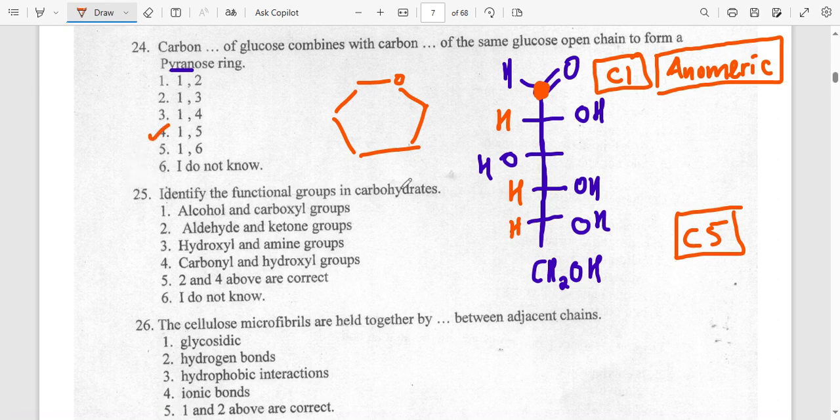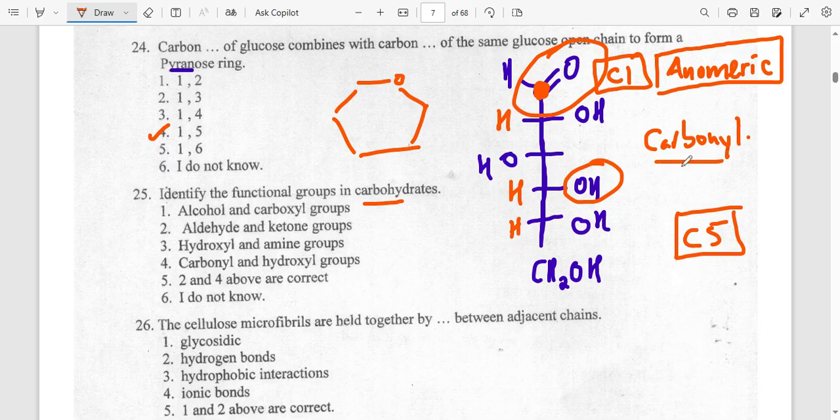Identify the functional groups in carbohydrates. Carbohydrates have what we call a carbonyl functional group. This is carbonyl. It also has OH. Can you see? OH is hydroxyl. So these are the two functional groups. Now the carbonyl can either be at the end or in the middle. If it's at the end, it's known as an aldehyde. In the middle, it's known as a ketone. So it's carbonyl, and it's not carboxyl, it's carbonyl.